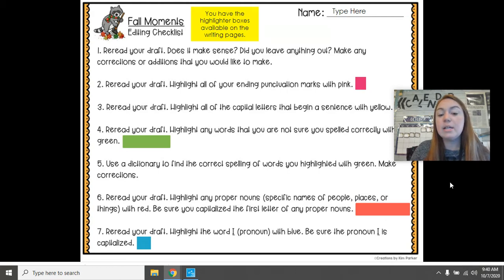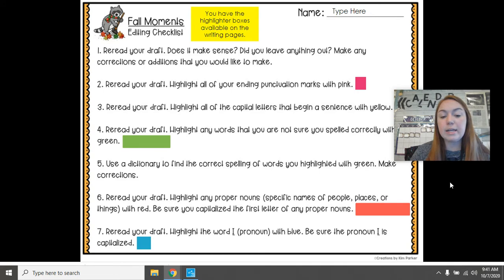Part 6 says you're going to highlight any proper nouns. So it works out perfect with our lessons because we just learned the difference between common and proper nouns. So remember, a proper noun is a specific person, place, or thing. So you are going to highlight any proper nouns with red. Now, in your stories, your proper nouns are probably going to be the names of the people involved. So that's what you're going to be looking for and making sure that the first letter is capitalized.